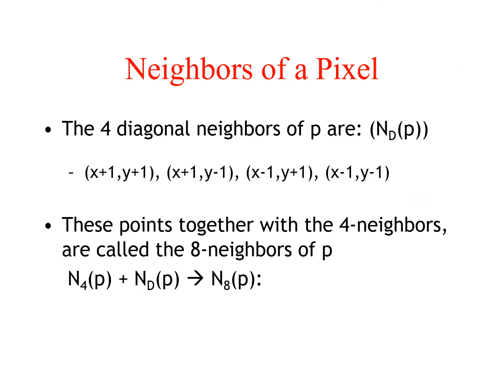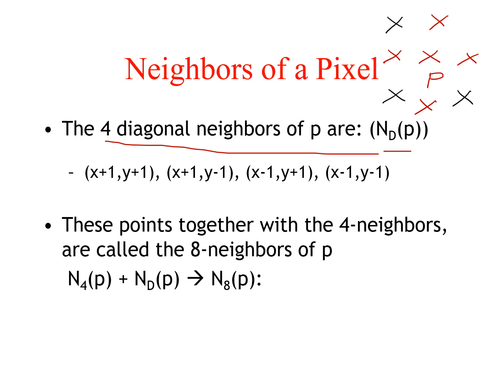The four diagonal neighbors of P are ND(P). Now we have seen N4(P), that is four neighbors: two horizontal and two vertical. So suppose this is a pixel P, I said these are two horizontal and two vertical. But there are diagonal pixels also. So 1, 2, 3, 4. So there are four diagonal neighbors for pixel P. That is represented by ND, the diagonal neighbors of pixel P.